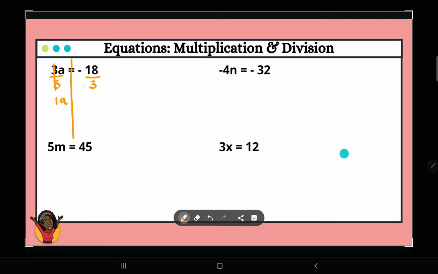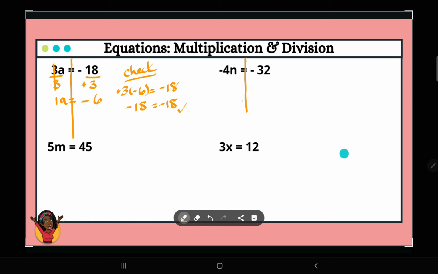Now I have negative 18 divided by a positive 3. Here I have different signs, so my answer will be negative. 18 divided by 3 is 6. Now let's perform a check by substituting negative 6 in for a. So 3 times negative 6 should be equal to negative 18. 3 times 6 is 18. Positive 3 times negative 6 gives us negative 18. This equation is balanced.